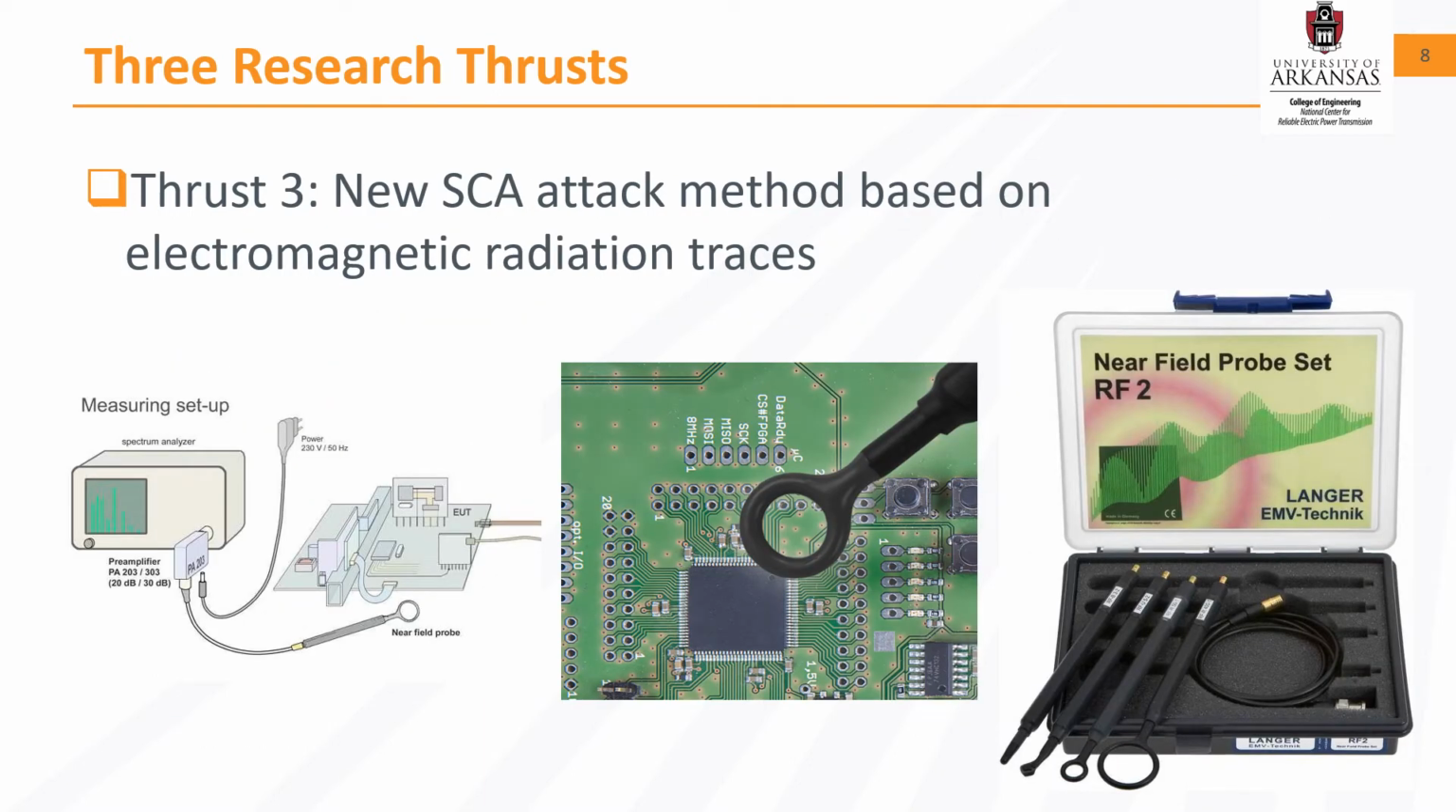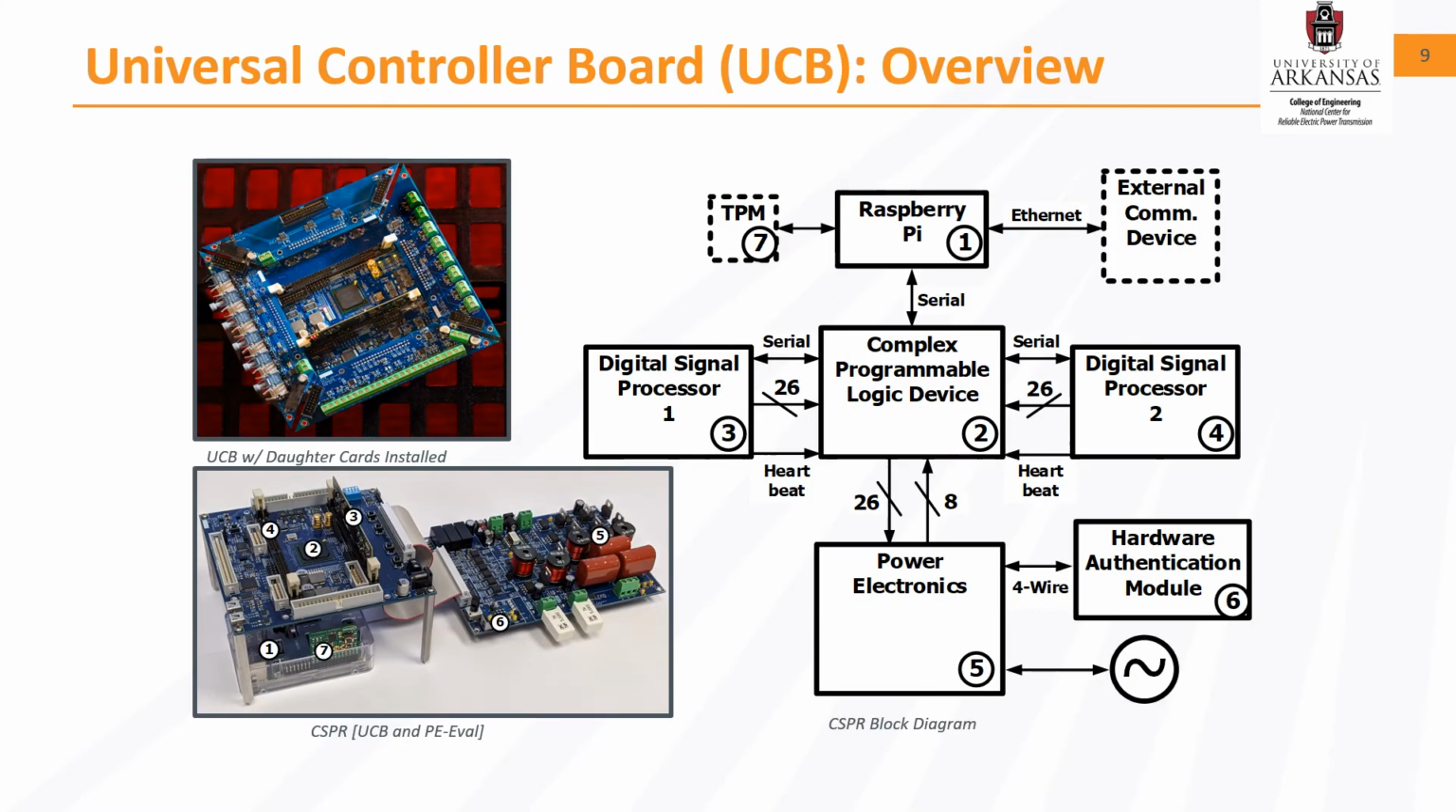In thrust 3, we will expand our capability by collecting electromagnetic radiation traces for side channel attacks. We have purchased a set of Langer near-field probes for this purpose. Next, Chris is going to give an overview of the UCB architecture.